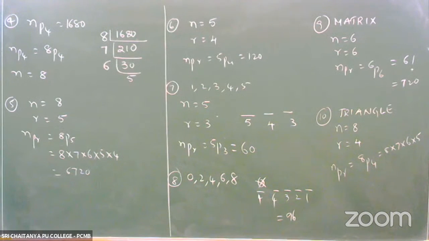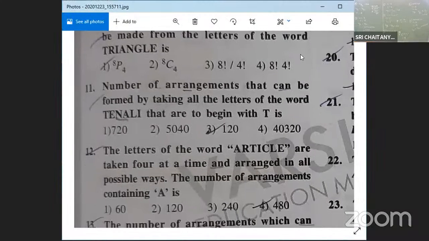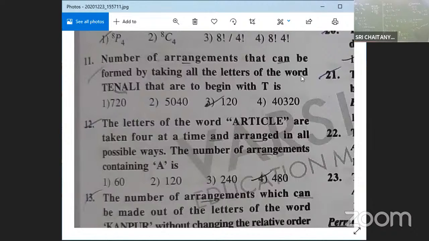Yes, I hope you have copied it. Now, observe the next problem on the screen. Problem number 11. Number of arrangements that can be formed by taking all the letters of the word TENALI, Tenali, that are to begin with T. That means the word should begin with T, right?